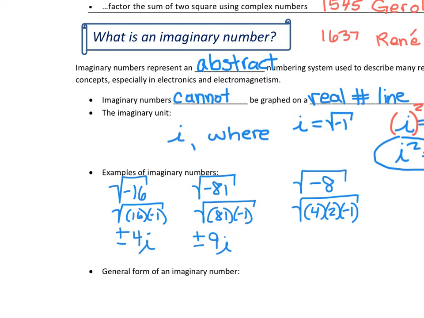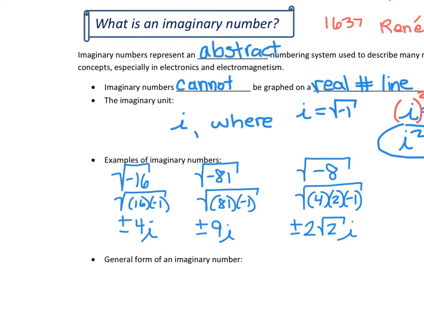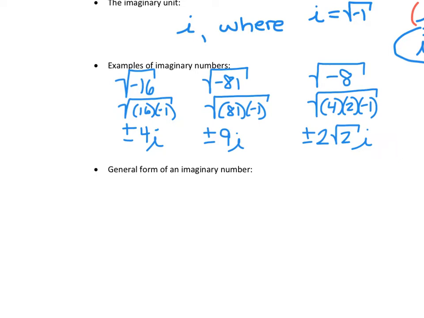And I'm going to take my perfect square out, which is 4, and I get the positive and -2. The square root of 2 cannot be done here because it's not a perfect square, so that remains underneath the radical. And the square root of -1 is i. Okay, so let's take a look at this in a generalized form.